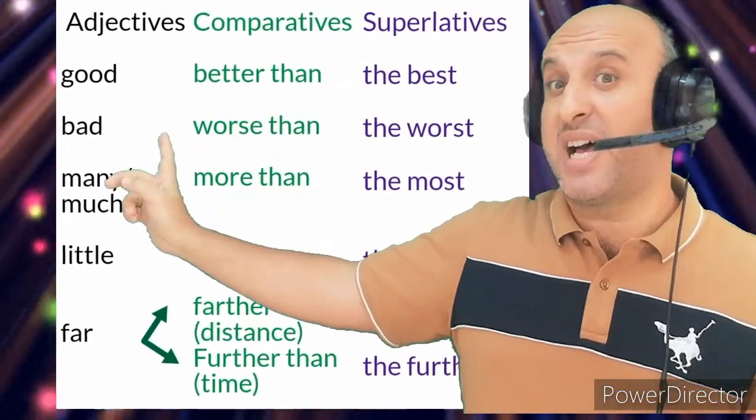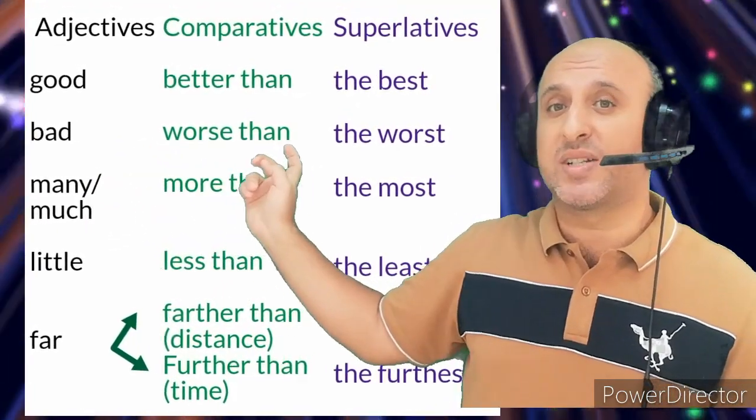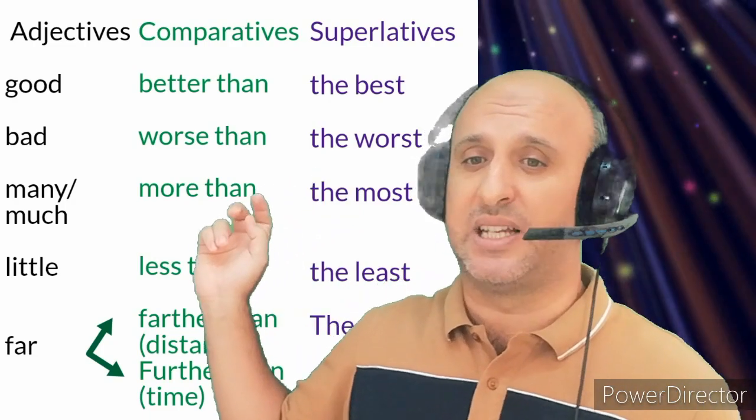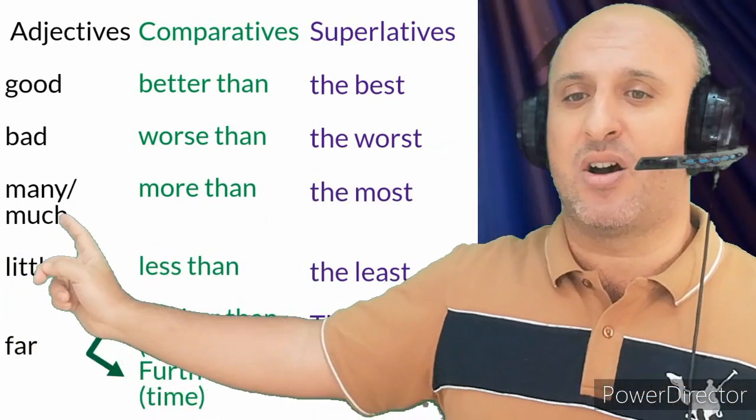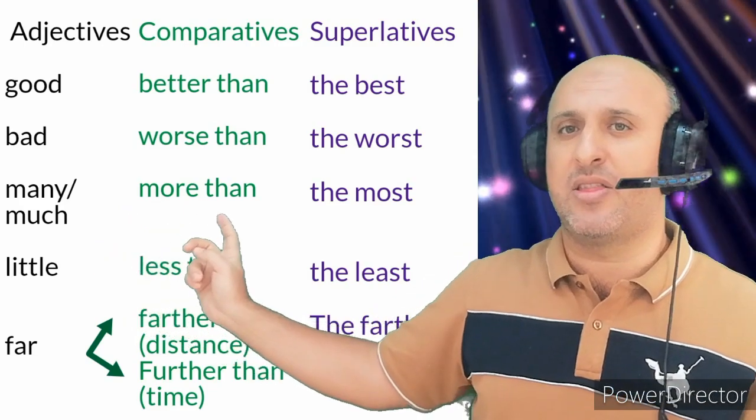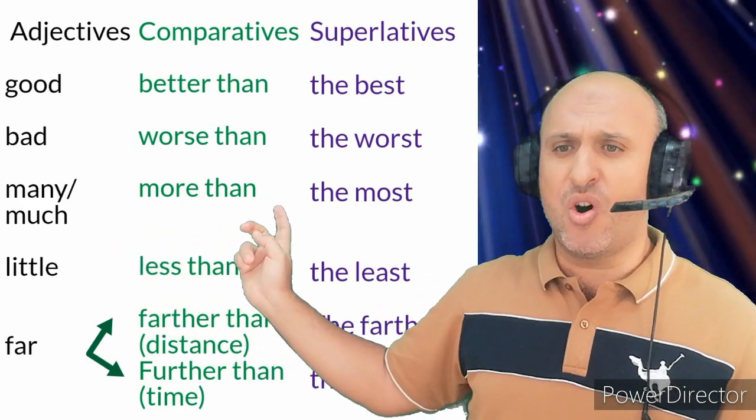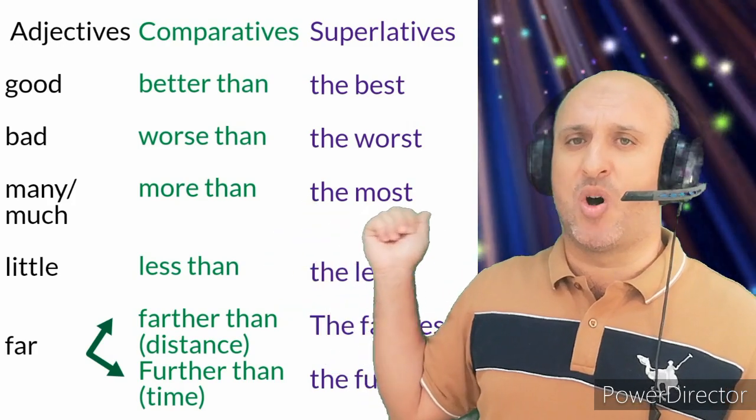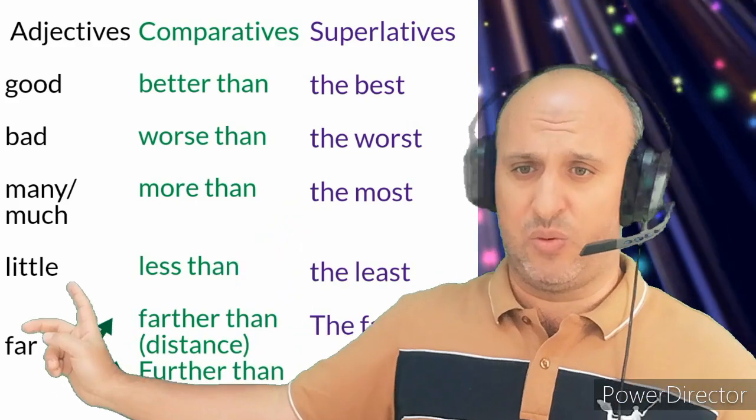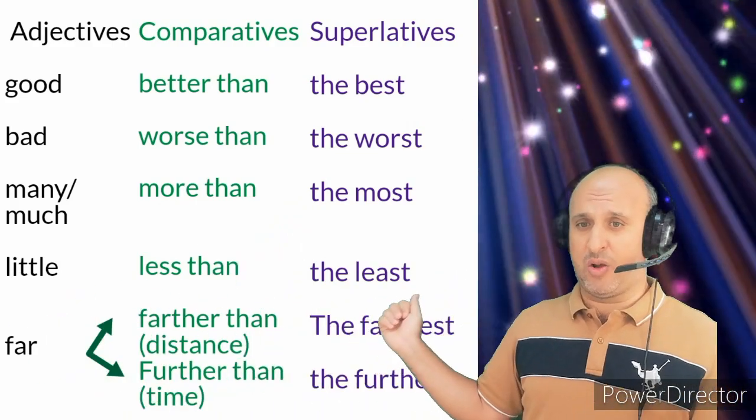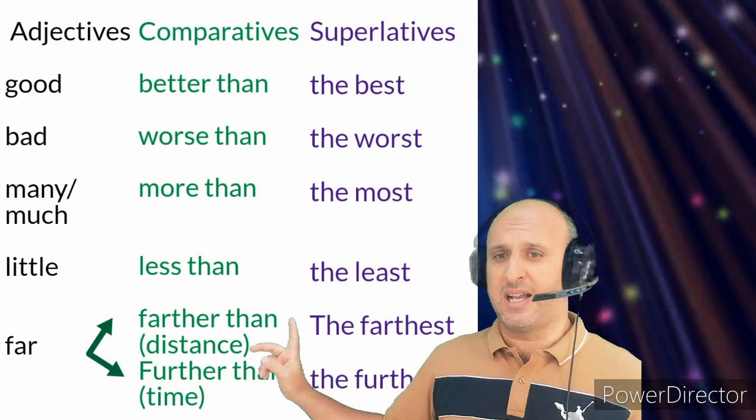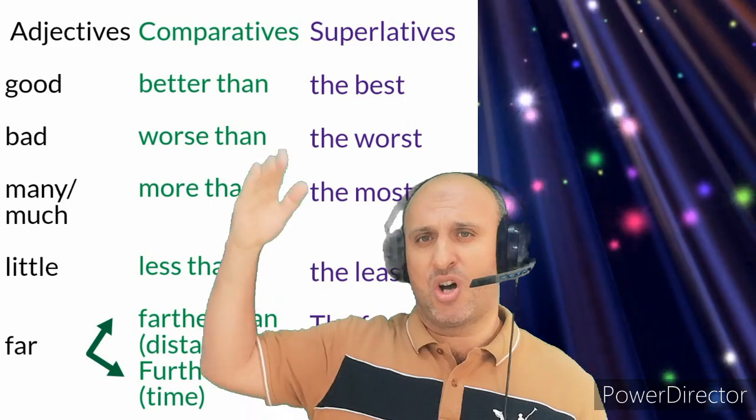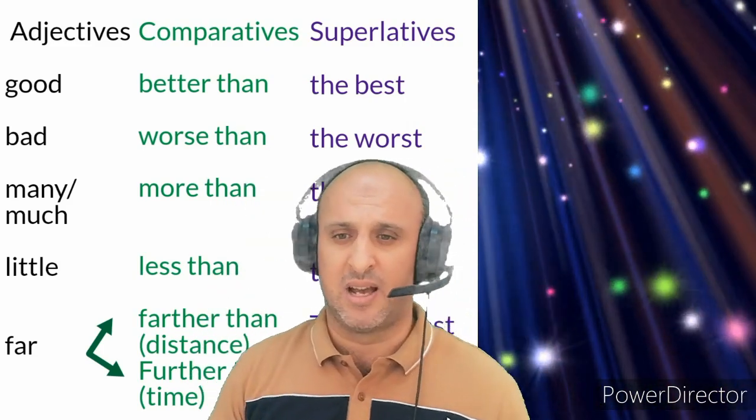Also we say bad: worse than in the comparison, and the worst in the superlative. Concerning many or much, we say more than in the comparison, or the most in the superlative. For little we say less than, or the least. Of course, little and many are opposites, so we can say the most or the least. They are the opposite.